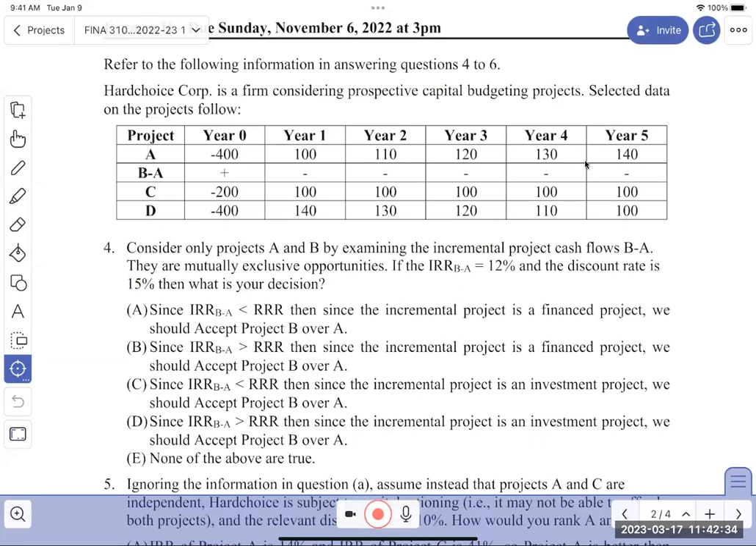So you will treat this B minus A as choosing B instead of A, but this starts as a finance project, right? So what did we learn about finance projects? We interpret the internal rate of return as the borrowing rate, and we want it to be lower than the discount rate. So which of those options say that? Well, I say it in words here. This one's finance. It has to be one of those, right? So which one, A or B?